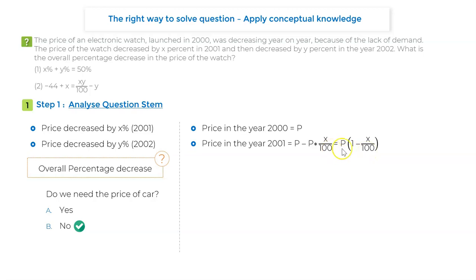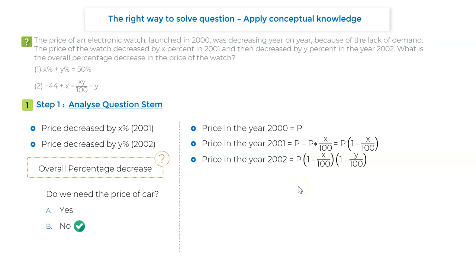If those of you are not able to comprehend this, you need to go through percentages right away, because this is the very basics of percentage increase and percentage decrease. In the second year, if the price decreases again, then it becomes P times (1 minus X/100) times (1 minus Y/100). So this is the final value at the end of the year 2002.